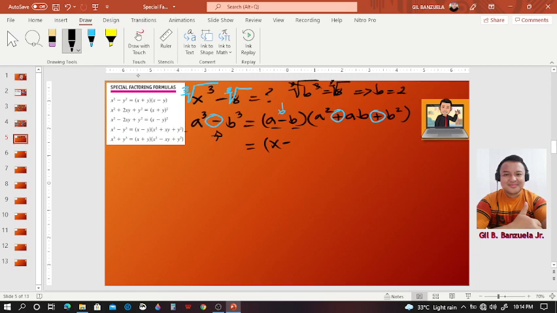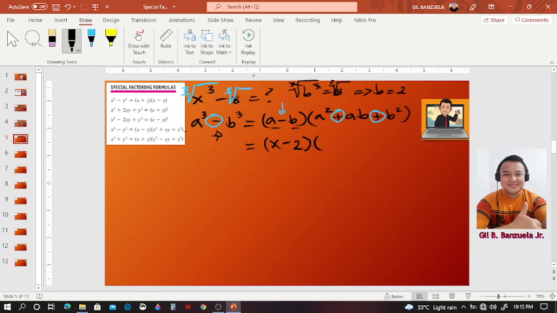Why? Simply because if I multiply 2 three times, then I will get 8. So 2 times 2, 4 times 2, 8. So that's how a perfect cube goes. Any number that you triplicate and multiply, that is a perfect cube. So 2 times 2 times 2, 8, that is a perfect cube. 3 times 3 times 3, that is 27. So that is a perfect cube. Alright? Okay. So I have here x minus 2.